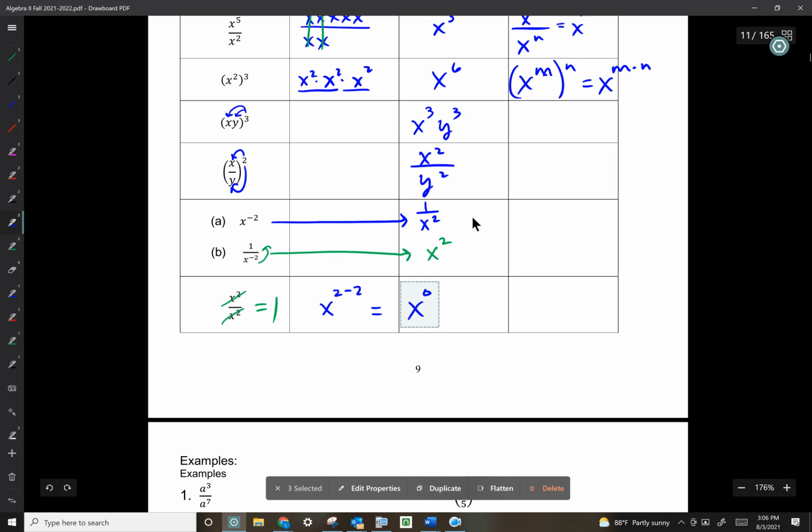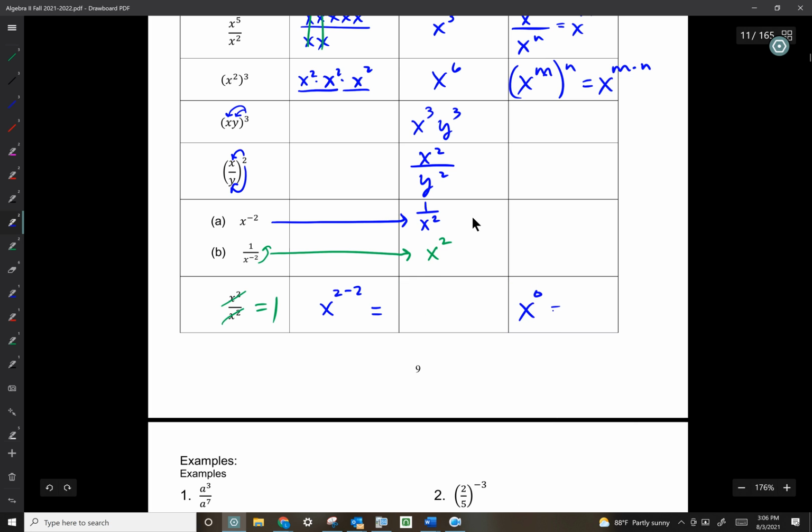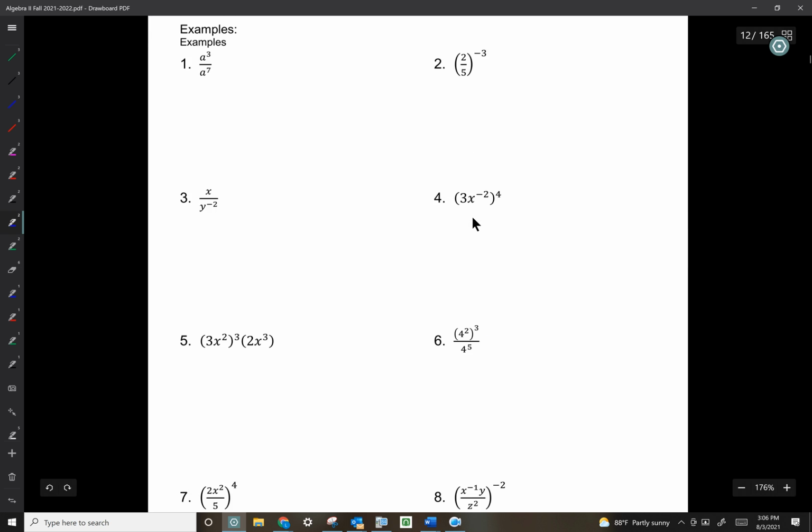And that is that anytime you have an exponent of 0, by definition, it equals 1. It just automatically equals 1. Okay? So let's look at some examples.